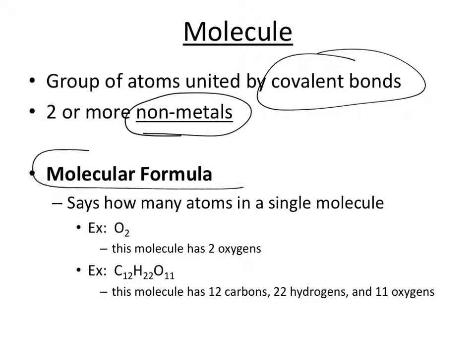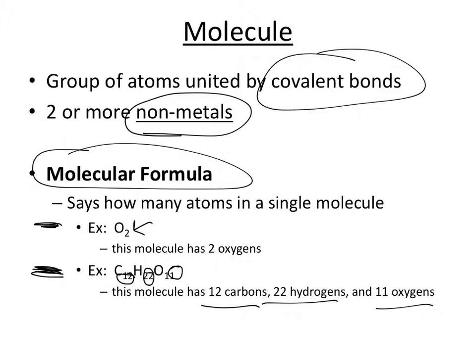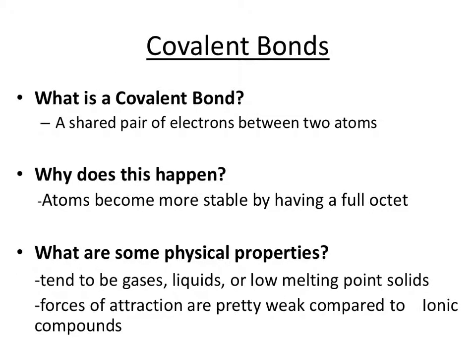Now, a molecular formula is just showing you how many atoms of each element there are. So this very first example is oxygen. Since there's the subscript of 2, the 2 says that there are 2 oxygens in that specific molecule. If you look at this, which I believe is sugar or sucrose, you have 12 carbons because of the subscript 12, 22 hydrogens because of the subscript 22, and 11 oxygens. So the little number is always to the right of the element it's describing. That's important to know.